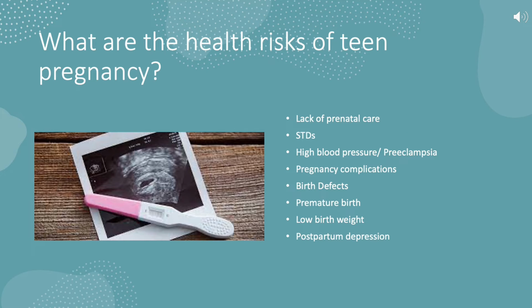There are maternal and infant health risks associated with teen pregnancy. In teen mothers, they are at a higher risk for STDs. They're at a higher risk for high blood pressure and preeclampsia during pregnancy. They're more likely to have pregnancy complications, including preterm birth, and they're more likely to experience postpartum depression.